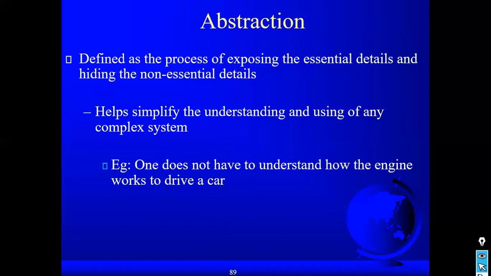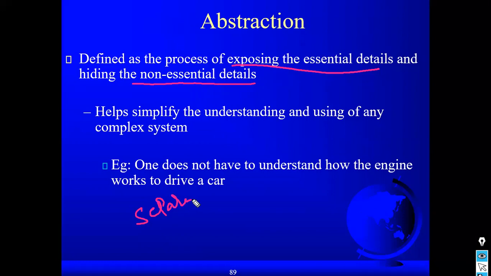Now coming to the other concept called abstraction. This is a more important feature of an object-oriented programming language. The major purpose of abstraction is exposing the essential details and hiding the non-essential details. That means we hide the logic and expose the user interface. So abstraction can also be defined as separation of logic and user interface. Abstraction is a process of separation of logic and user interface.